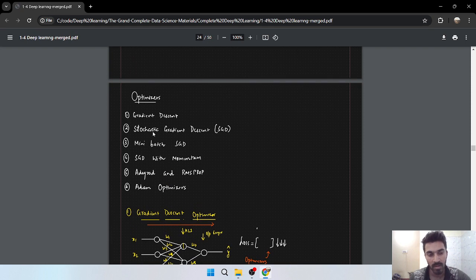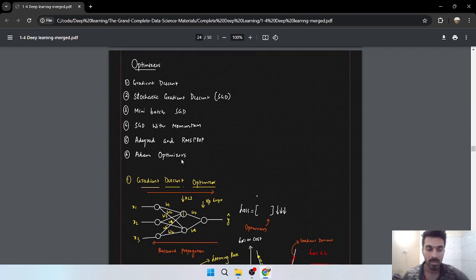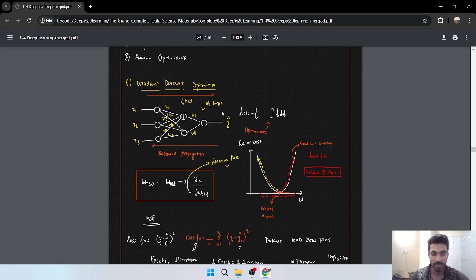We will learn what the problems are so that we have to use these, what the advantages and disadvantages of each are, and why Adam is the best optimizer now. Today Adam is the best optimizer, but in future we may see another variant of it. So now I'll start with the gradient descent optimizer.